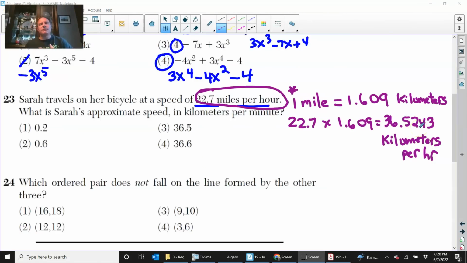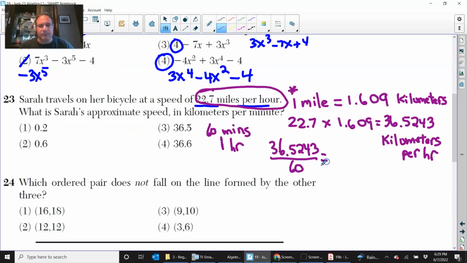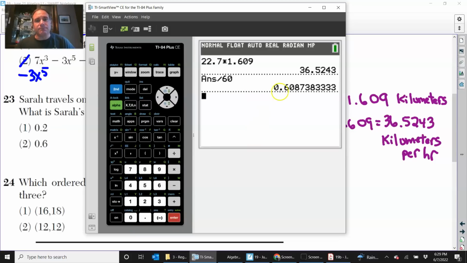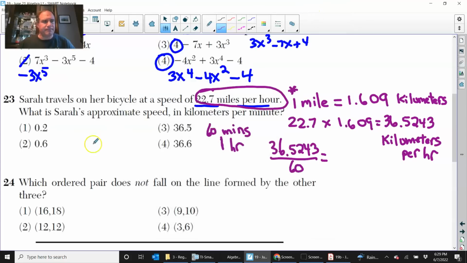But they want the kilometers per minute. So obviously there's 60 minutes in an hour. So we're going to take that 36.5243 and divide it by 60, and we're going to see exactly what that comes to. I'm going to press division by 60, 60 minutes in an hour, and that is 0.6. And it's an approximate speed, so that's about it.